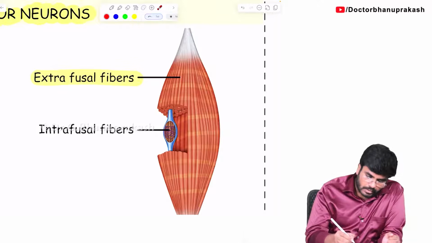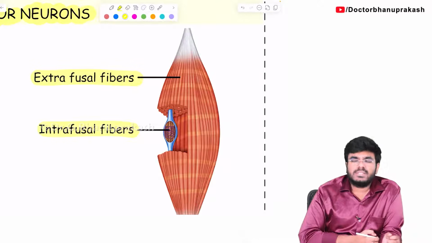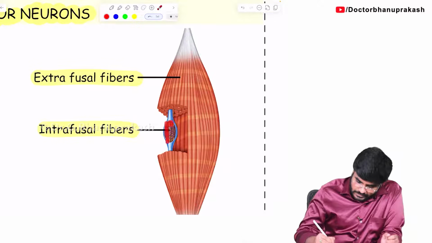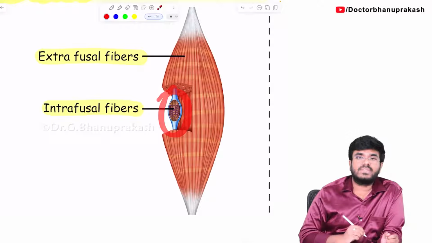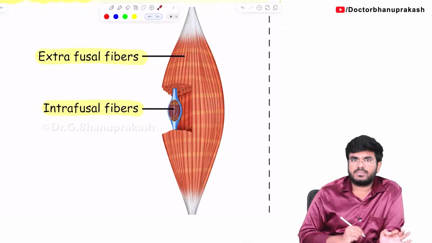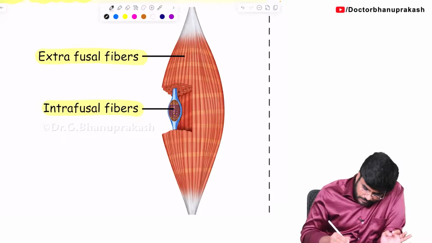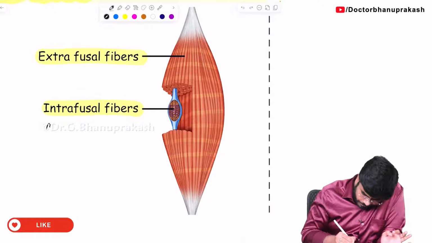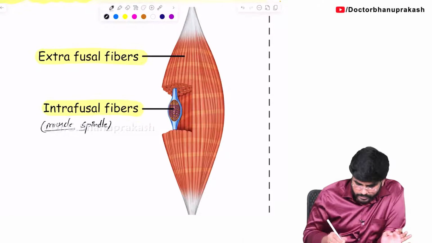And there are also intrafusal fibers. What are these intrafusal fibers? Where are they present? These intrafusal fibers are present in a specialized apparatus. This specialized apparatus, what you are seeing in the center, is present in every skeletal muscle. This blue colored apparatus which I am highlighting is called a muscle spindle. Intrafusal fibers form your muscle spindle, or you can say the muscle spindles are made up of the intrafusal fibers.